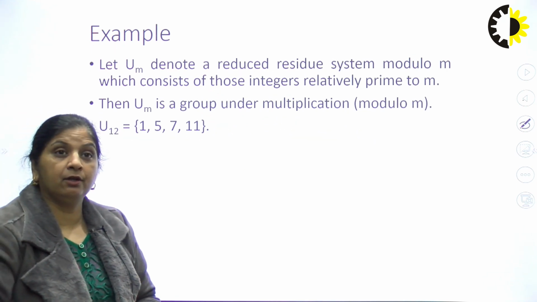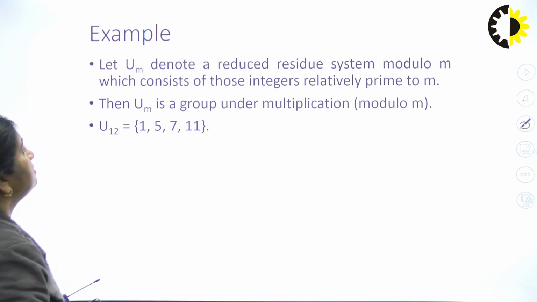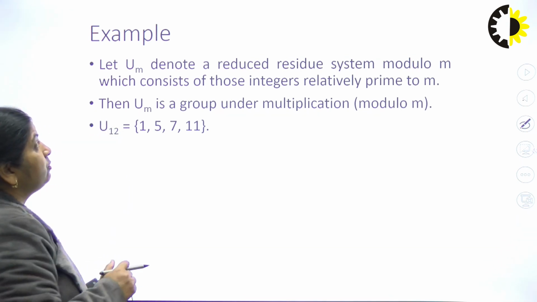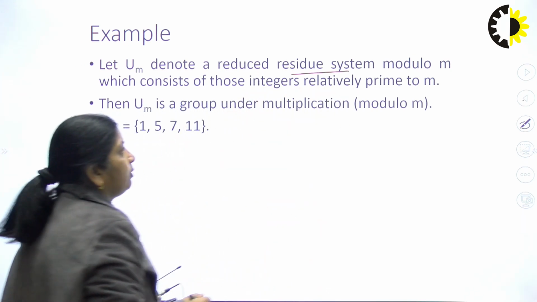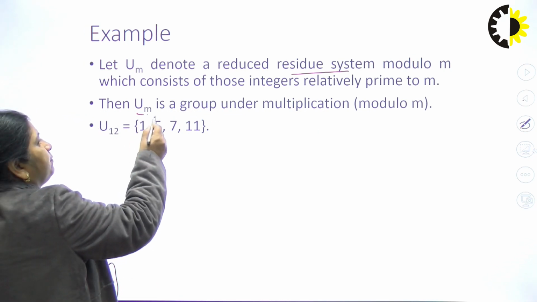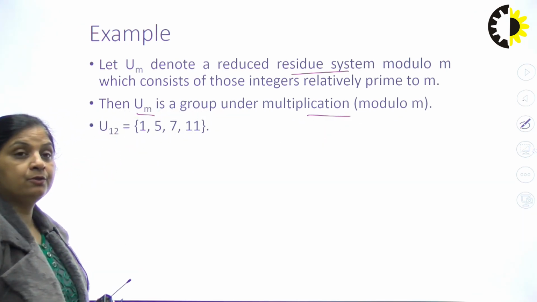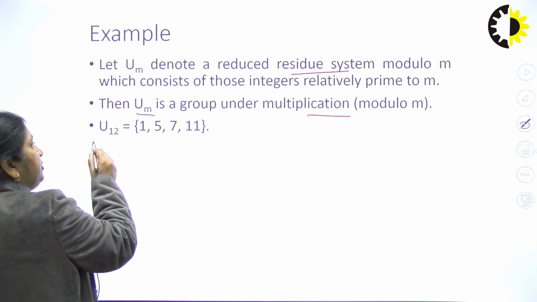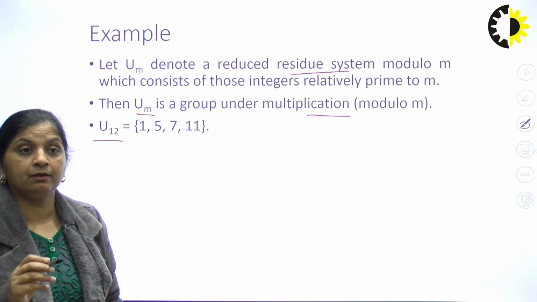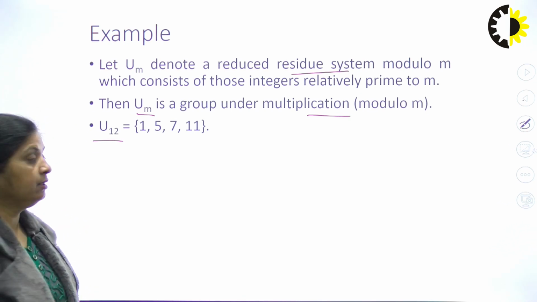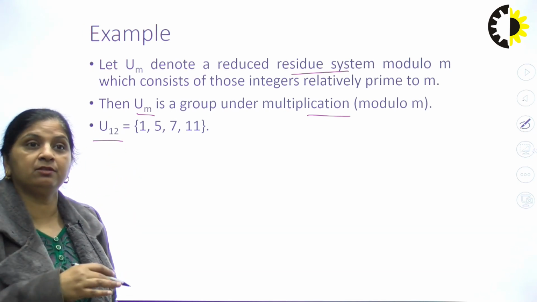Now, let us understand all the properties with the help of an example. Here I am taking the set as U_m. What is U_m? U_m denotes the reduced residue system modulo m. What is the operation? The operation will be multiplication modulo m. So what will the set be? The set will be U_12. It will have those values which can be remainders after dividing by 12. So after dividing by 12, we can have 0, 1, 2 up to 12. Now, it is a reduced residue system.